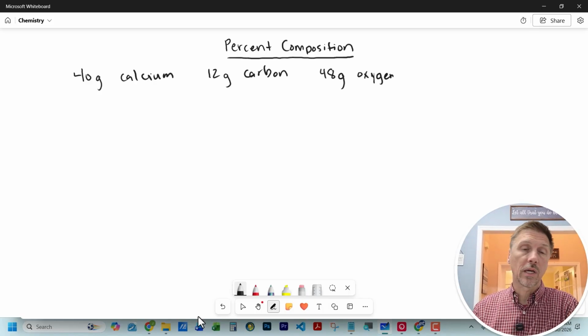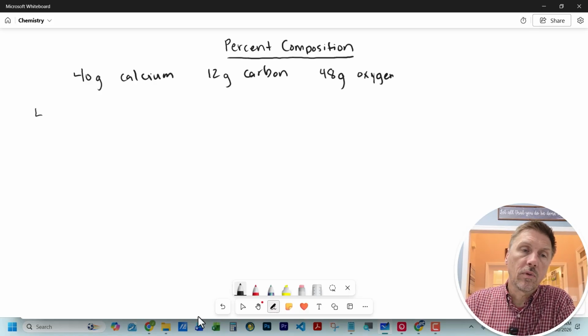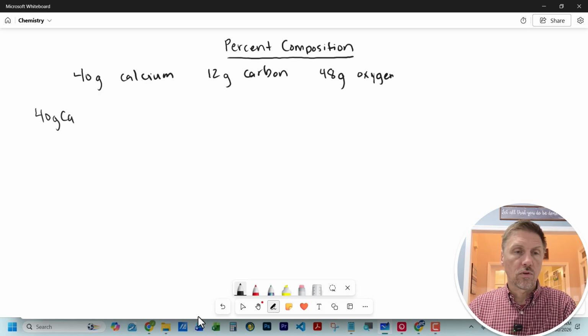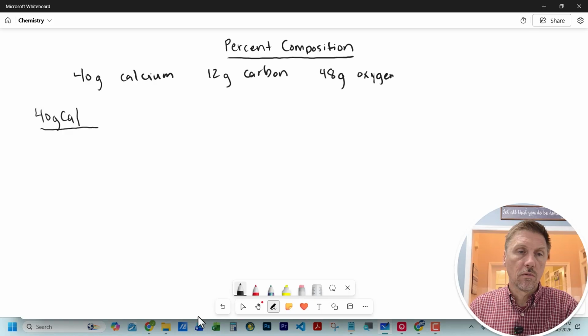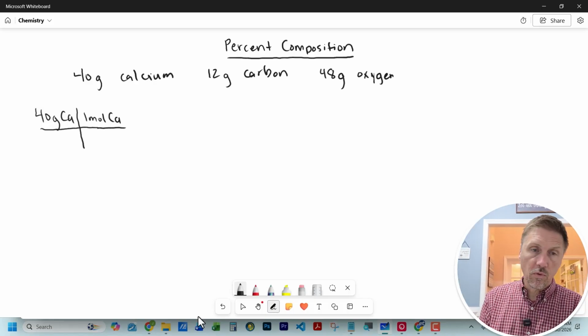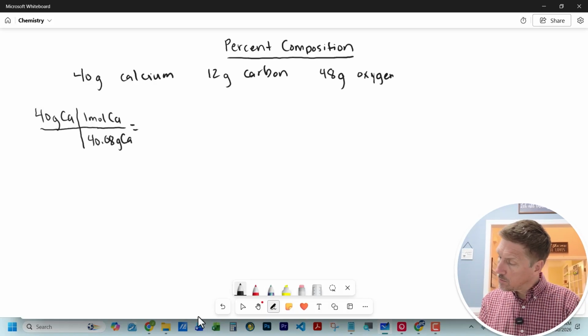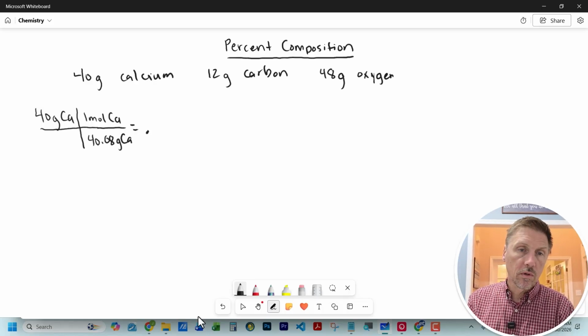And now we're just working a problem like we were working before. So we have to know what the molar mass is of calcium, and that will allow us to take this 40 grams of calcium and convert it to moles. And we know from looking at the periodic table that 1 mole of calcium has a molar mass of 40.08 grams. And so that's going to give us 0.998 moles of calcium.